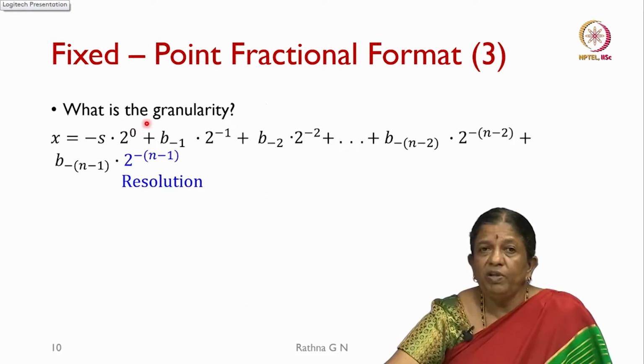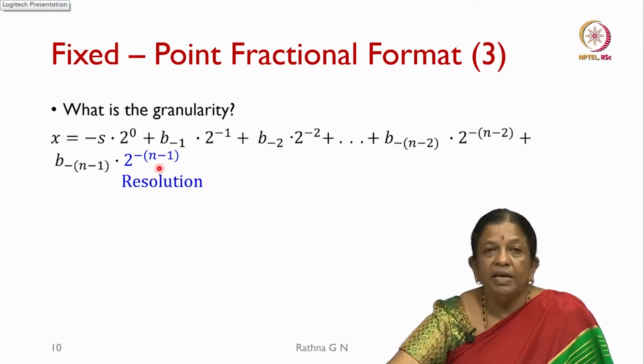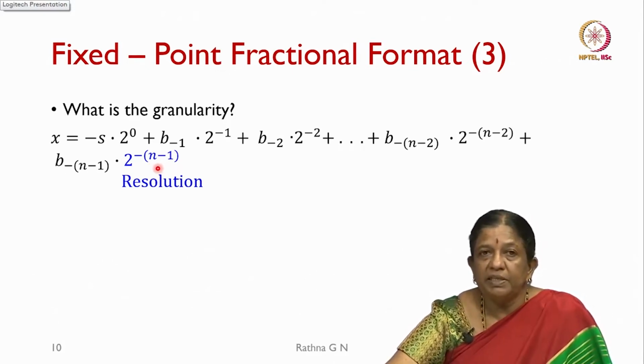So, we will see what the granularity of this is, and why we have to go for the fixed point fractional format. It is given this way. The resolution in this case is going to be 2 power minus n minus 1, which will be the granularity I can have from this representation.